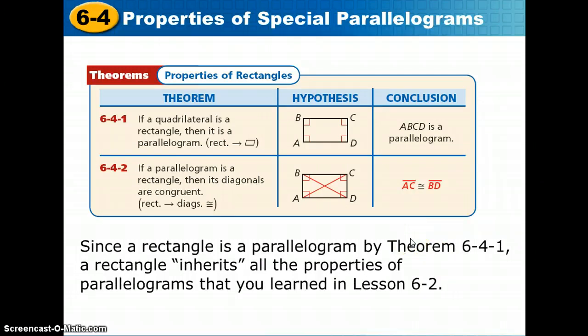If a quadrilateral is a rectangle, then it's also a parallelogram. All rectangles are parallelograms, so we have this as our shorthand. Also, if a parallelogram is a rectangle, then its diagonals are congruent. If it's a rectangle, then diagonals are congruent. Because it's a parallelogram, we also know diagonals bisect each other. Since a rectangle is a parallelogram, a rectangle inherits all the properties of parallelograms that you learned in lesson 6.2.